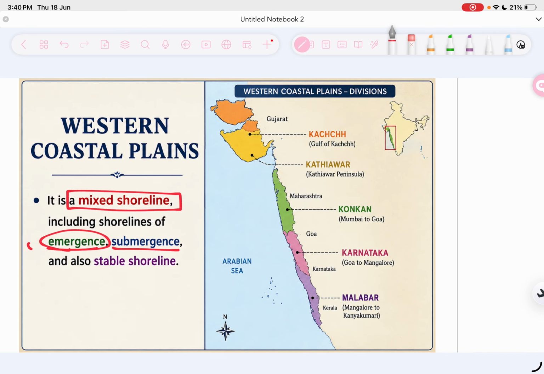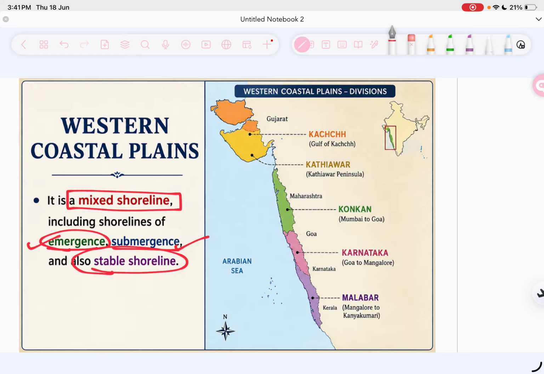But the western coastal plain is a mixture of both emergent and submergent coastal plain, and it also has some stable shoreline. We'll discuss in coming slides what part of the western coastal plain is emergent and what part is submergent, but it's a mixed shoreline.